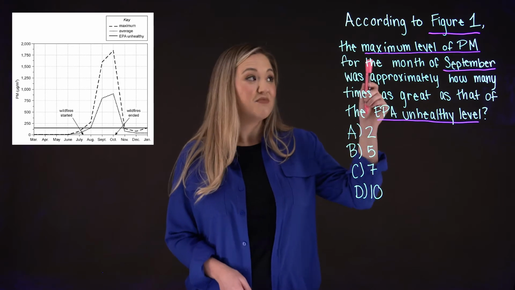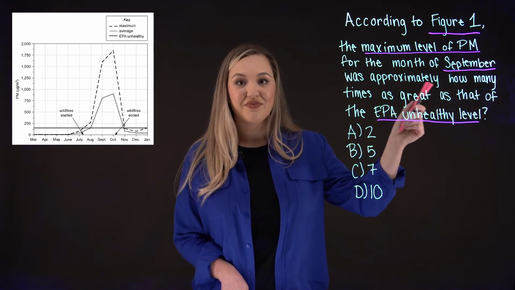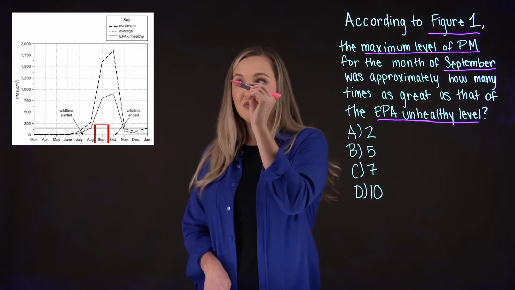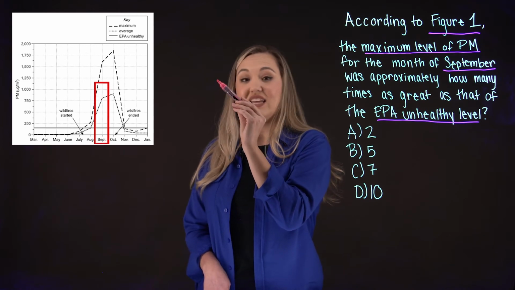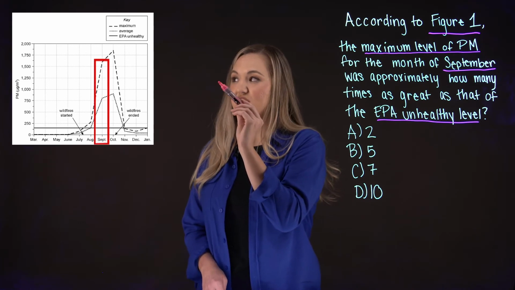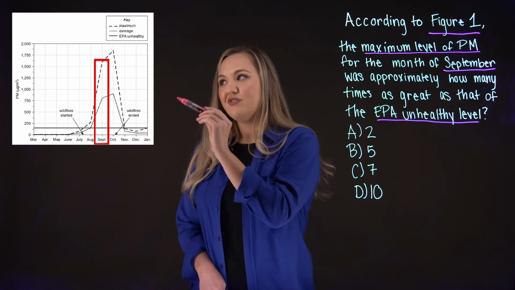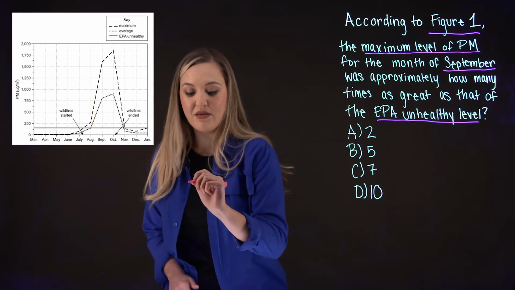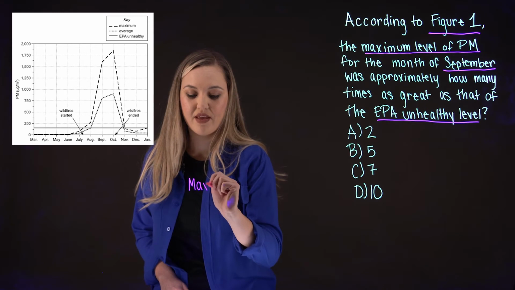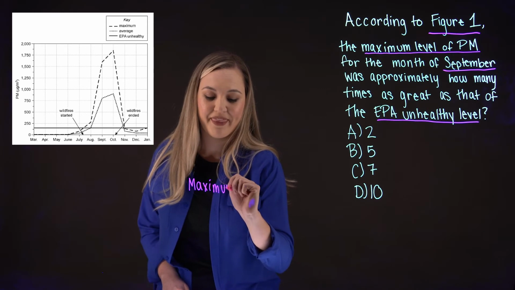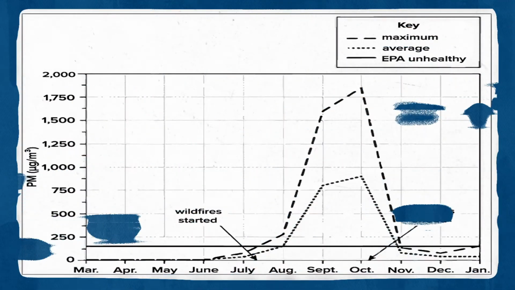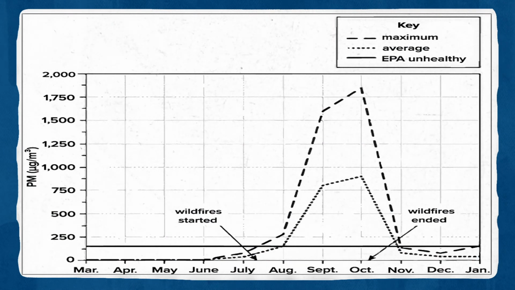So let's work on the maximum level of PM in the month of September. If we look at figure 1, we can see from September, trace it up to the maximum level, which was represented by the large dashed lines. It falls about halfway in between 1,500 and 1,750 micrograms per meters cubed. So let's estimate that the maximum level of PM during the month of September was approximately 1,600.